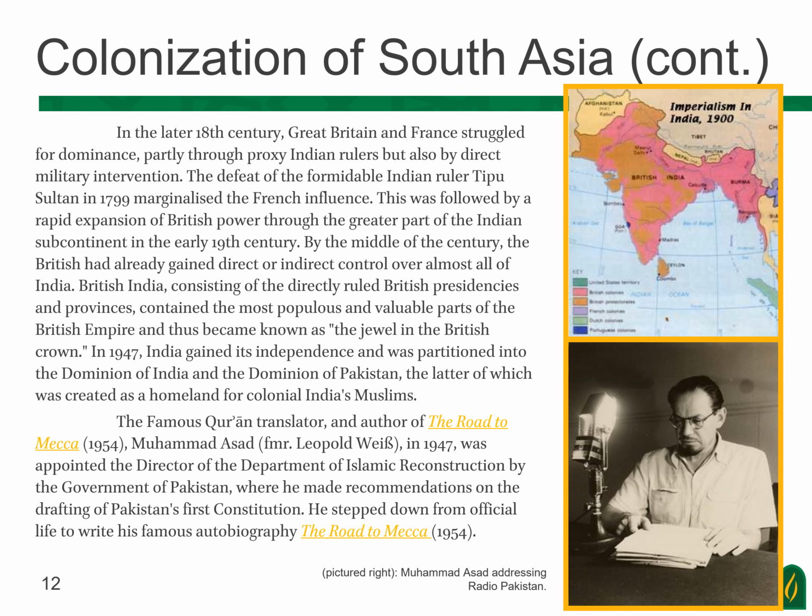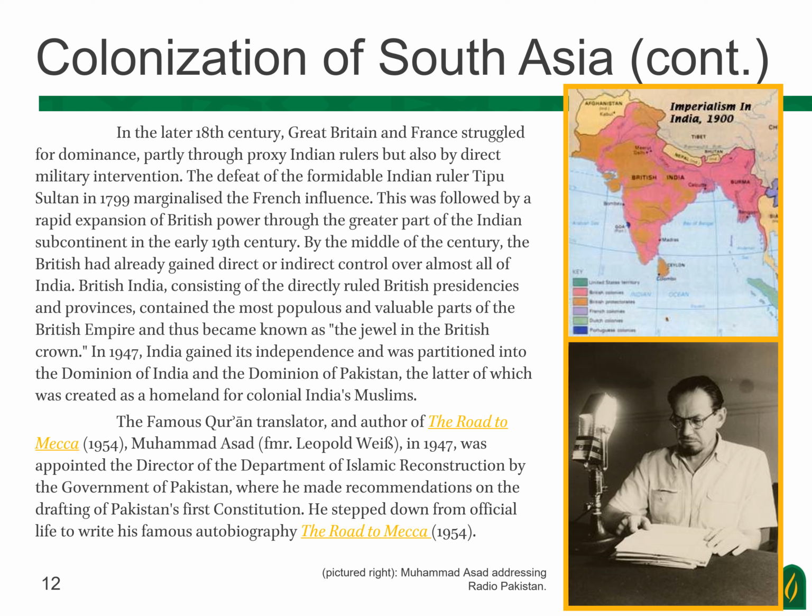And so Great Britain and France in the latter 18th century struggled for dominance over India, partly through proxy Indian rulers, but also by direct military intervention, as we just mentioned. The defeat of the formidable Indian ruler Tipu Sultan in 1799 marginalized the French influence. This was followed by a rapid expansion of British power through the greater part of the Indian subcontinent in the early 19th century. By the middle of the century, the British had already gained direct or indirect control of almost all of India, as shown in the map on the upper right.